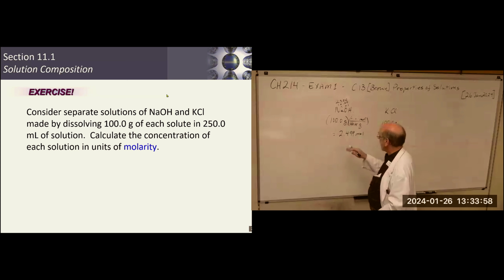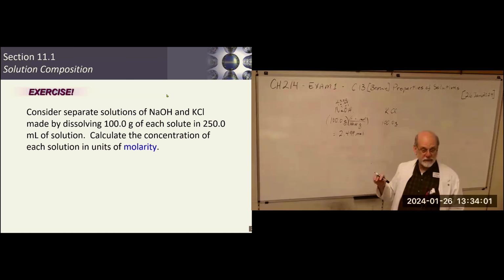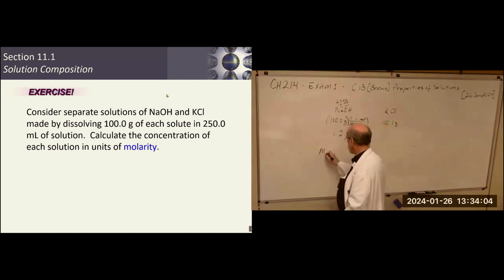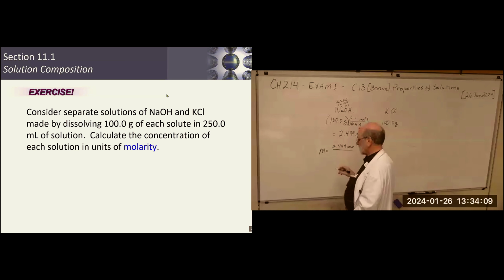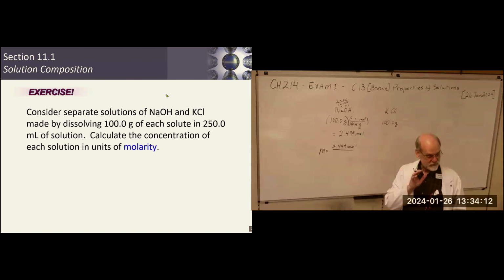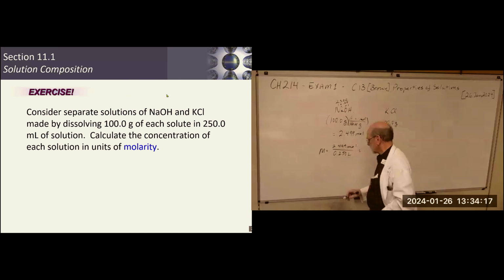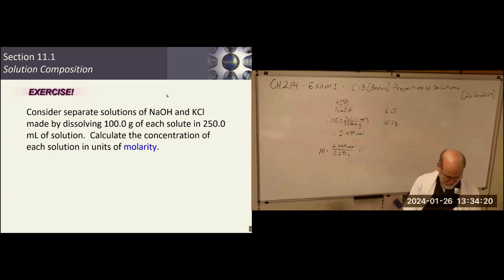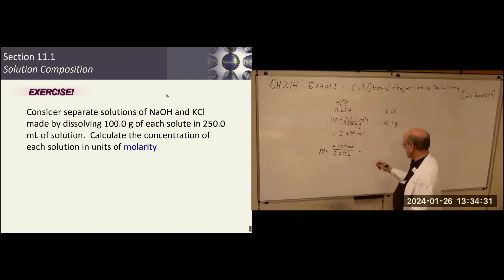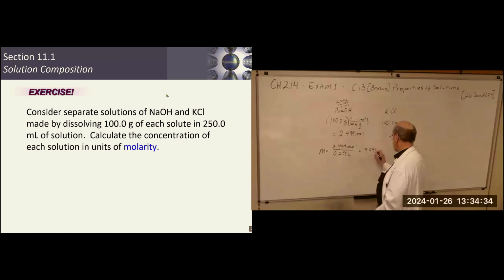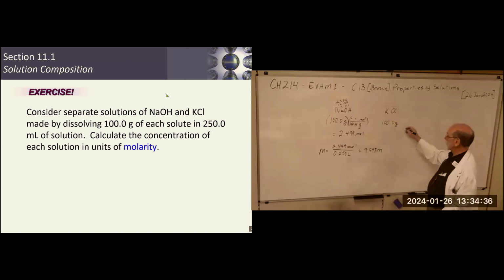Now we can calculate that in 250 milliliters of solution. So the molarity is going to be 2.499 moles. In 250 milliliters is how many liters? 0.250 liters. So that's rounded off actually to 4 significant digits. 1, 2, 3, 4. It'd be 9.998 molar.